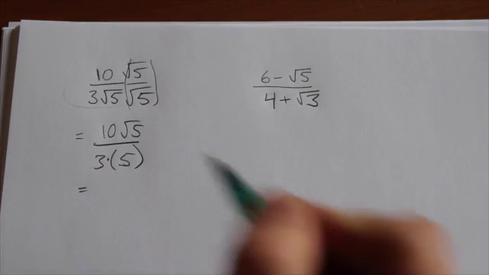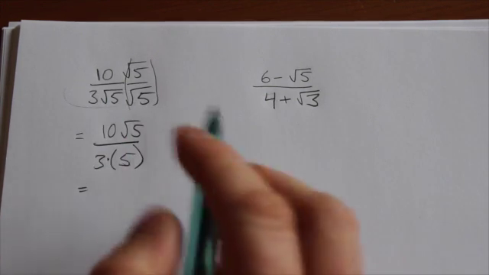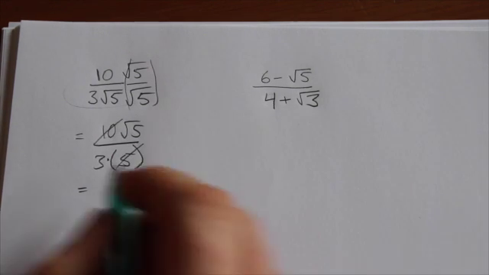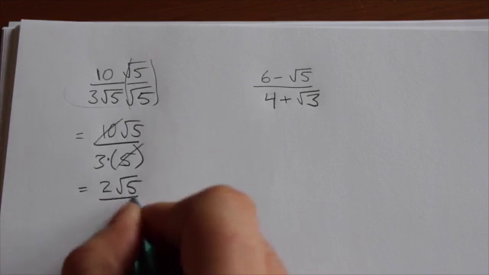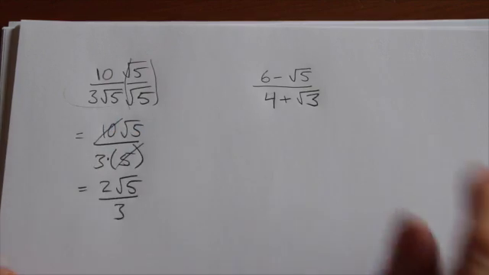And remember, this is multiplied together. Because this is 3 multiplied by root 5, those are all multiplied together. And now what I might do is simplify by canceling out the common factor of 5, and then this becomes 2 root 5 all over 3. So that's what happens when you've got a monomial denominator.